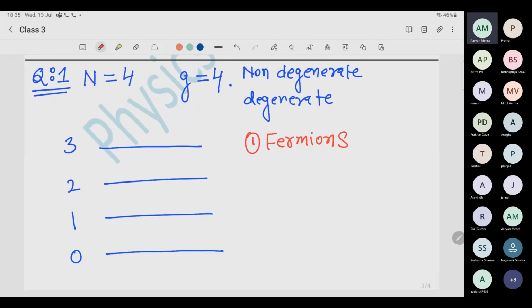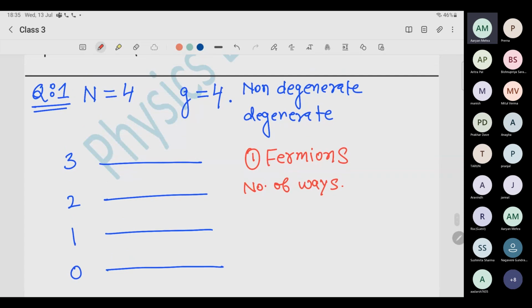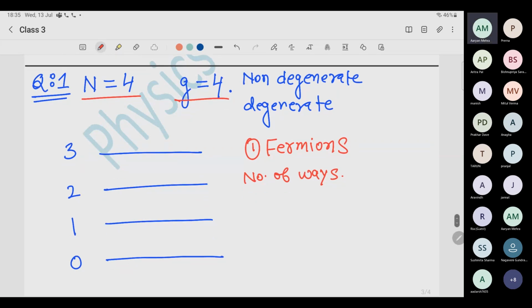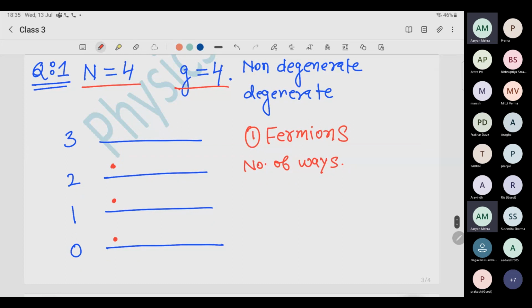Number 1 kind of question is the number of ways. In how many ways can you distribute these 4 fermions in these 4 energy levels? The rule for fermions is one particle in one energy level. If I put the first fermion here, second here, third here, and fourth here, I do not have any other option. I cannot put 2 fermions in one energy level. This is the only possibility. So what is the number of ways?